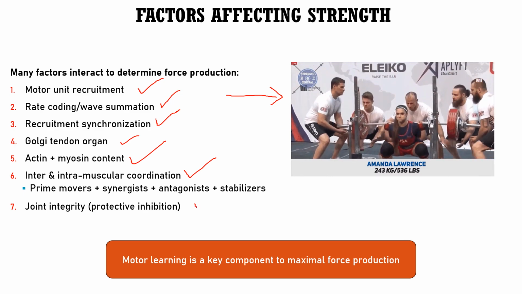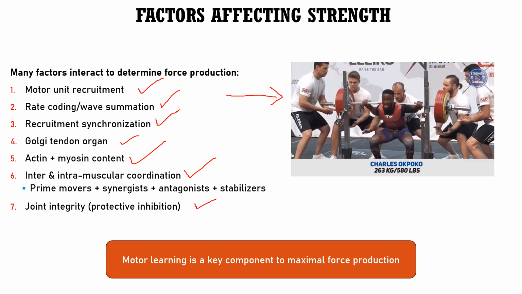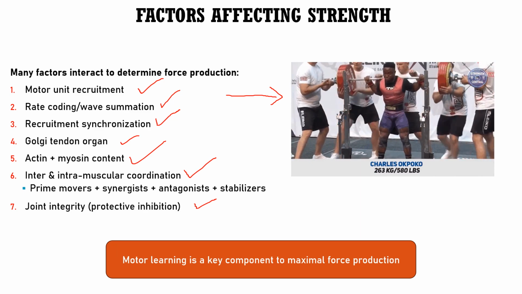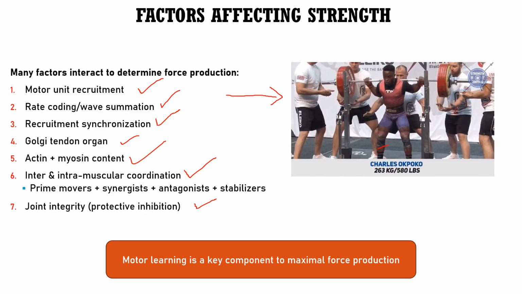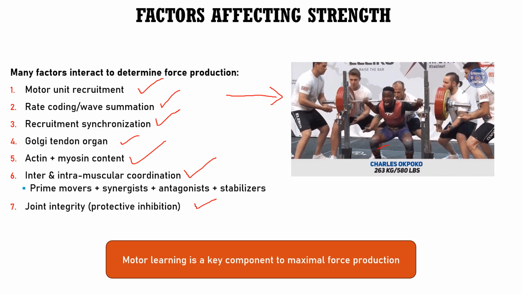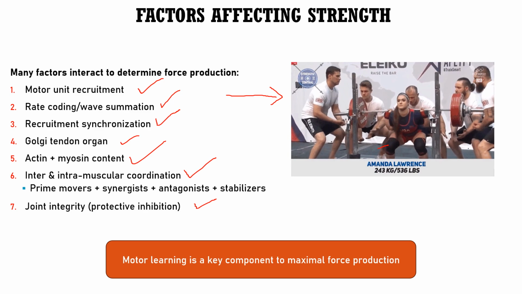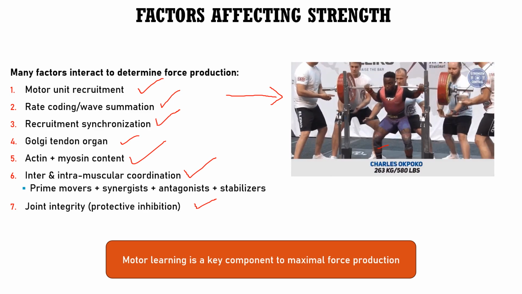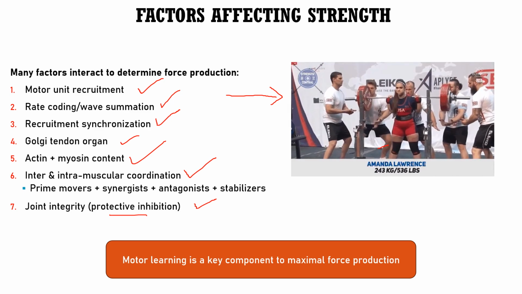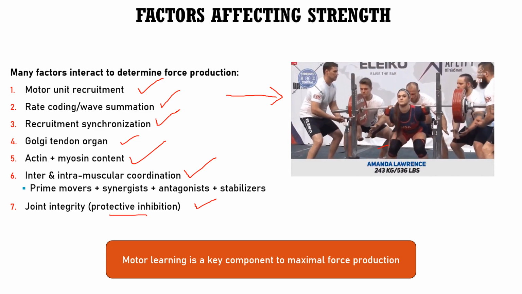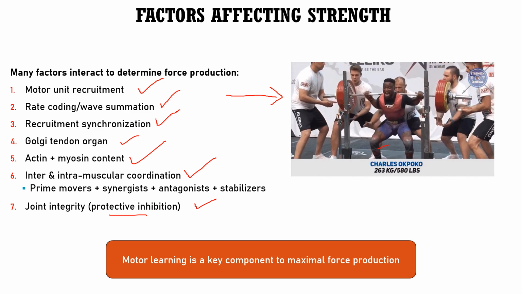Finally, there could be a joint integrity factor playing a role here, and that is what's known as protective inhibition. If, for example, one of these squatters was to have some knee pain, well, that would of course be indicative of an injury, and there might be some type of inhibition being forced by the nervous system, limiting force through that particular joint. Another example would be if someone has a shoulder issue. There could be a reduction in force production coming from the central nervous system because the central nervous system can tell that there is an issue going on with the joint.